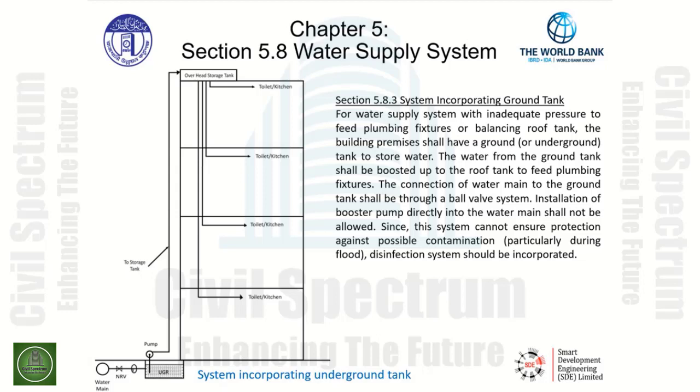The water from the ground tank shall be boosted up to the roof tank to feed plumbing fixtures. This is done through a pump, as seen in the graphic, where the suction line of the pump draws from the underground reservoir, pumps it through the pump from the discharge side of the pump, piped vertically to the overhead storage tank.